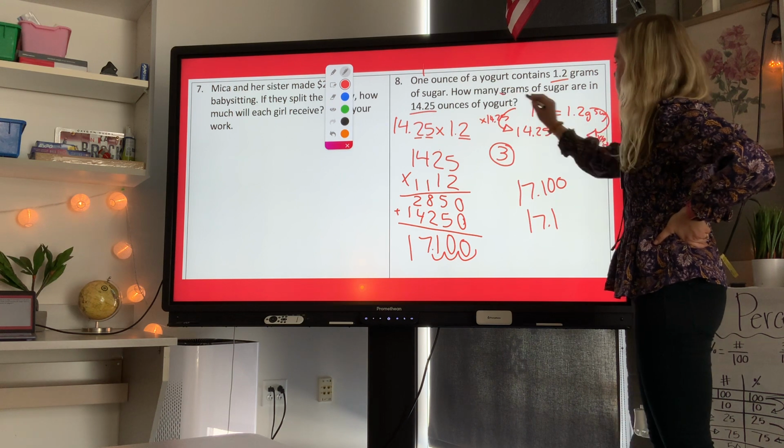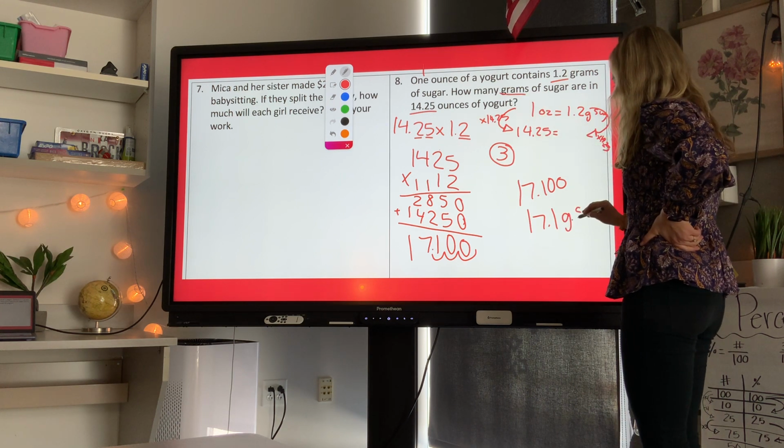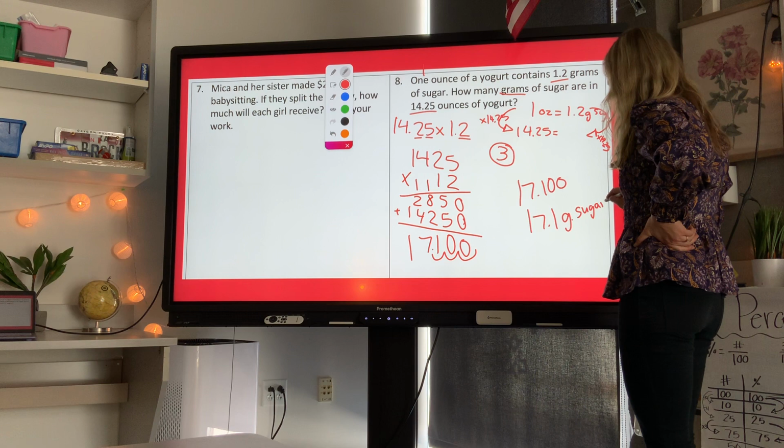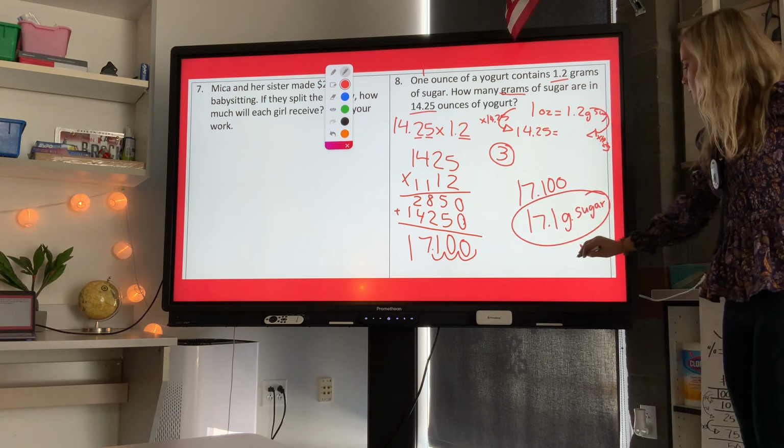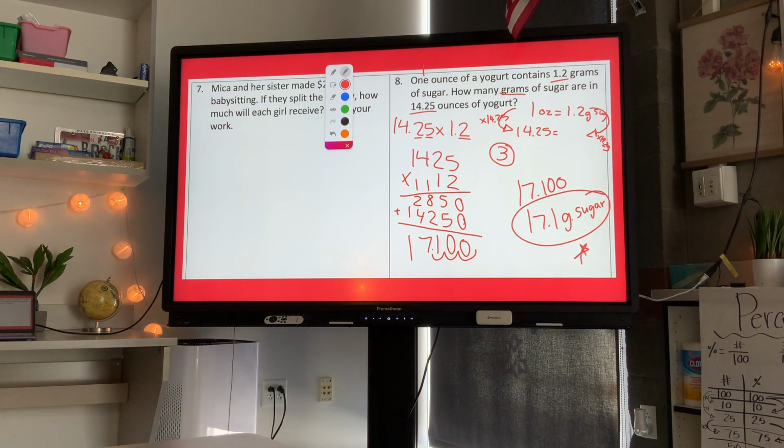How many grams of sugar? So, grams of sugar. That would be my answer. So lots of sugar, you gotta watch it.